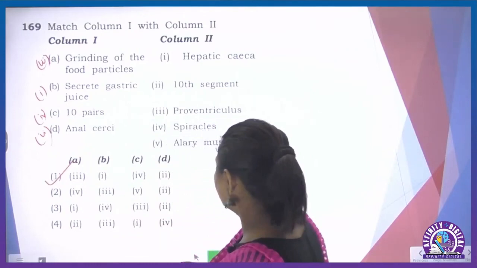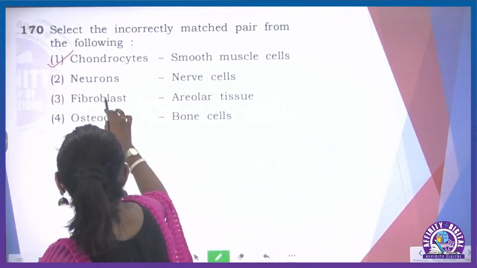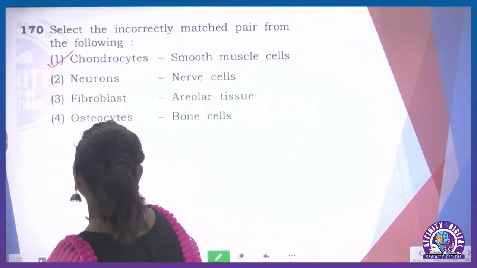So question number 170, select the incorrectly matched pair from the following. Chondrocytes, smooth muscle cell, this first option is incorrect. Neurons, the nerve cell, fibroblast belongs to the areolar connective tissue, osteocyte is the bone cell. So all of the options are correct except one.